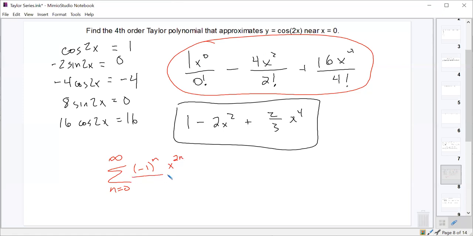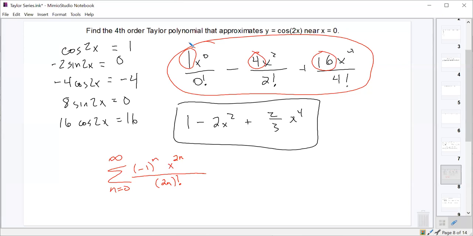We've also got a constant out there. We'll deal with that constant in a second. In the denominator, it's always 2n factorial, right? But this is just the formula for cosine x. So we've also got the 2x in there. And so that's what's giving us these constants up here.